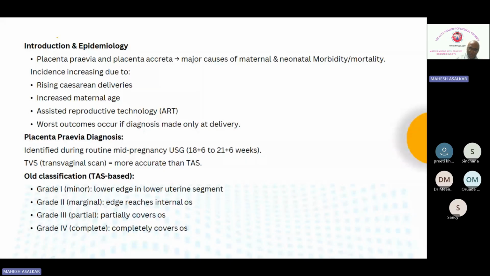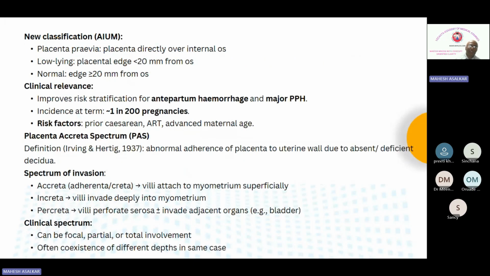Okay, so the options will be either there is no low lying placenta, or there is a low lying placenta, or there is a previa. These are the terminologies which we should use as per AIUM, that is American Institute of Ultrasound in Medicine. That is placenta previa: the placenta is directly over the internal os. It may be partial, it may be complete.